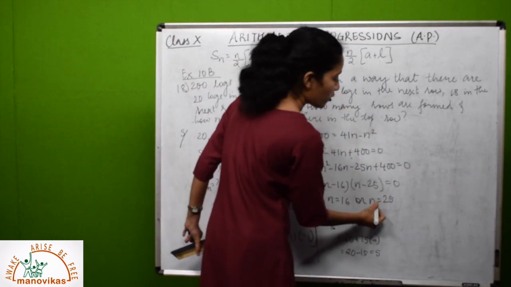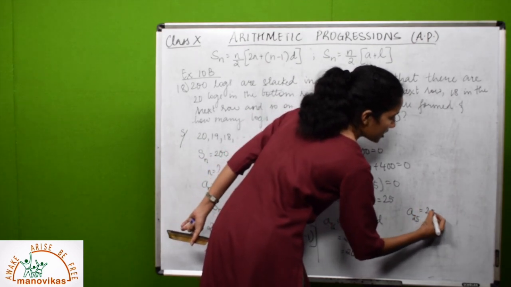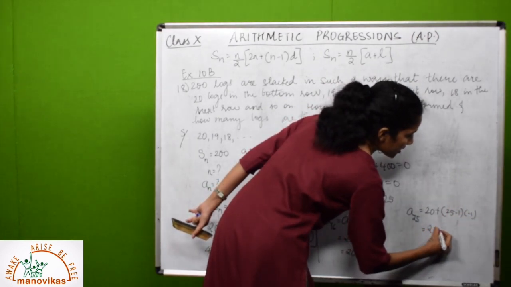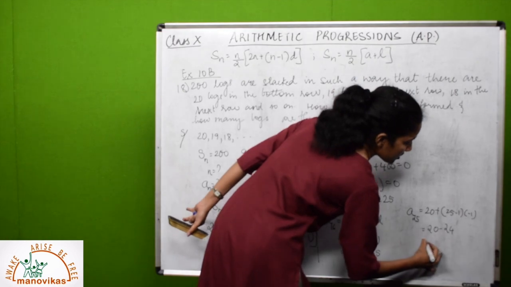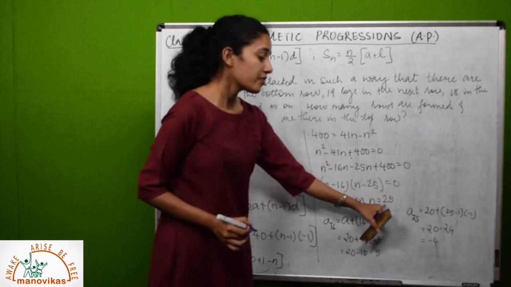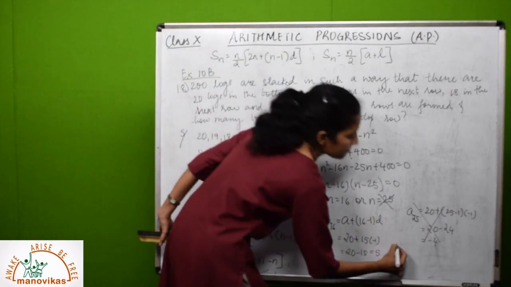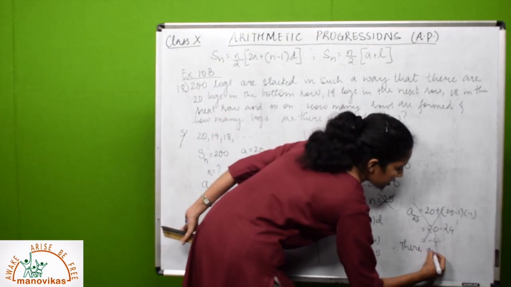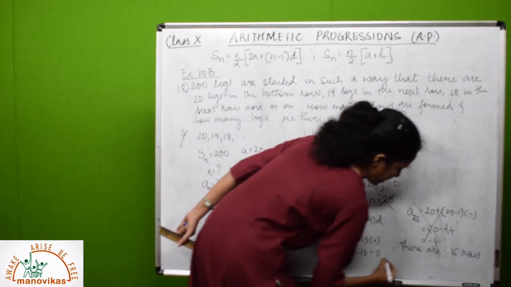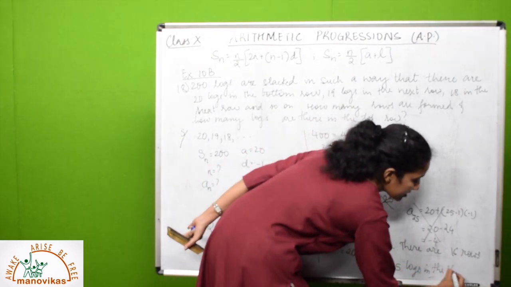The next one is when n is equal to 25. So you have A25 equal to 20 plus 25 minus 1 times negative 1, which will be 20 minus 24, which is equal to negative 4. Now, there cannot be negative 4 logs in the 25th row. So this term is discarded. So therefore, there are 16 rows and 5 logs in the 16th row.